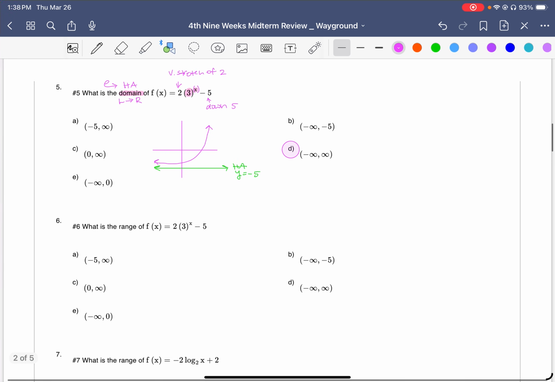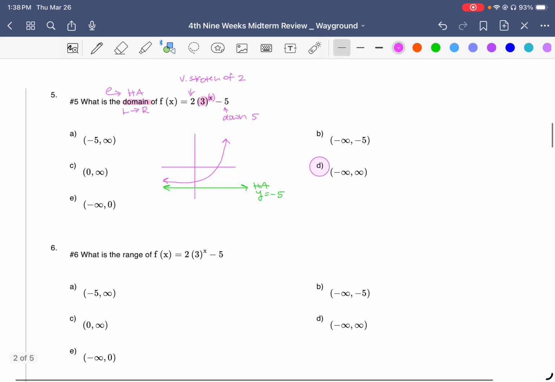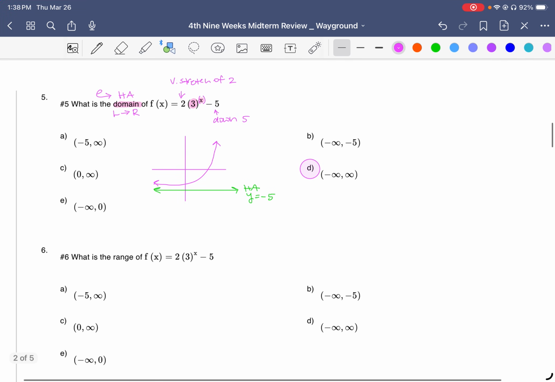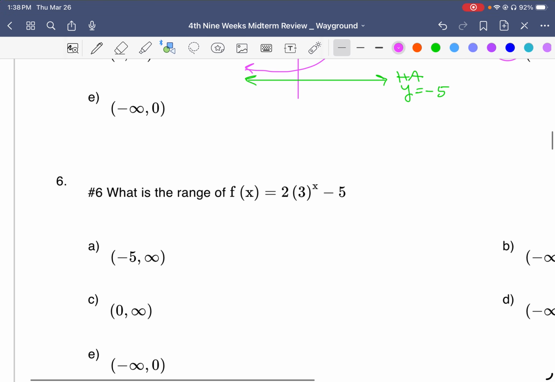Okay. Now, question 6 is the same exact equation, 2 times 3 to the power of x minus 5, but this time it says, what is the range? The range is read bottom to top.